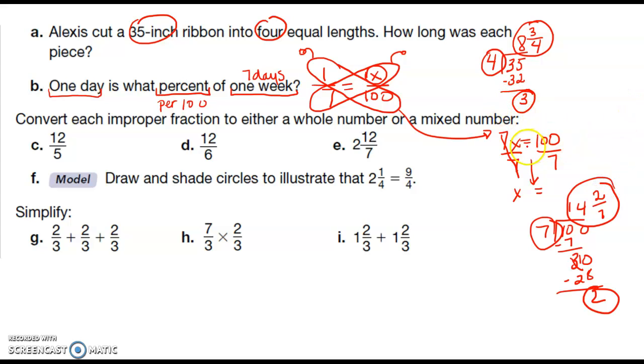Okay? So really, I don't know if we need that much. Okay, let me change colors here.